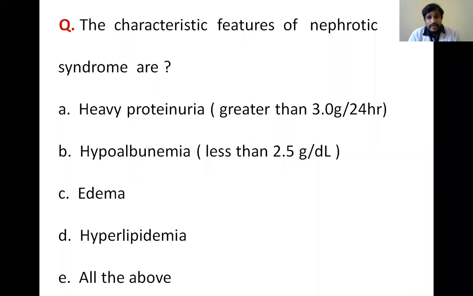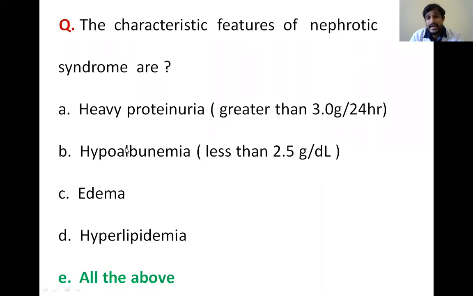So for understanding, the characteristic features of nephrotic syndrome are heavy proteinuria greater than 3 grams per 24 hours, hypoalbuminemia less than 2.5 grams per deciliter, edema, hyperlipidemia, and all the above. So we had seen all these. So the answer is all the above. Okay, we know heavy proteinuria is there, greater than 3 grams per 24 hours. Then only it is known as nephrotic syndrome.